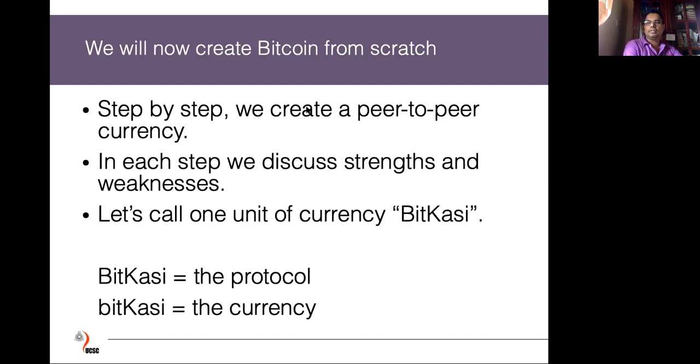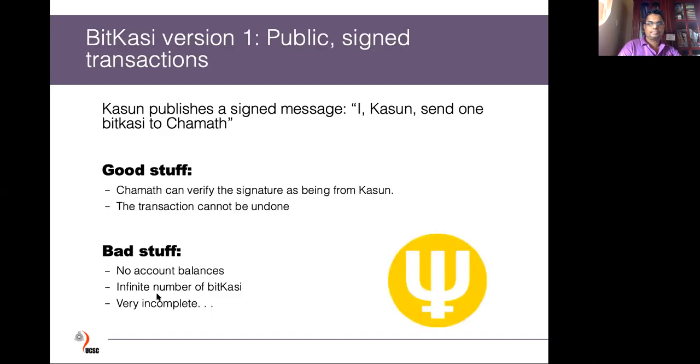Let's say I myself want to create a new currency system. I named that currency Bitcasi. Assume my name is Bitcasi. The people who use it, my network, we call the Bitcasi currency network. The capital represents the currency type, like rupees. Now I have my own currency scheme called Bitcasi, and that scheme exchanges through a network called Bitcasi.